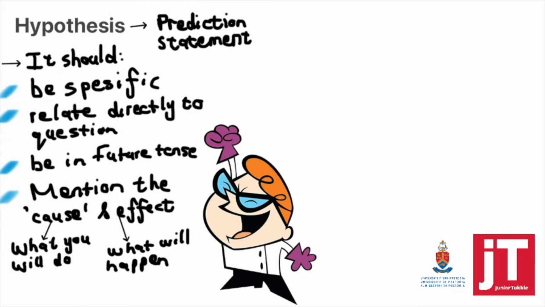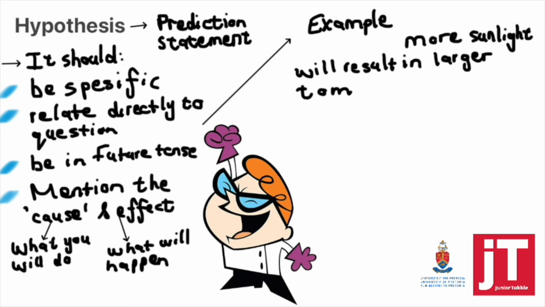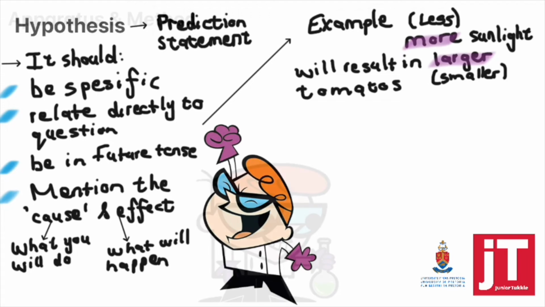So let's have a look at our example. So in this statement, we can then state more sunlight will result in larger tomatoes, or you can even state and say that less sunlight will mean that I have smaller tomatoes. So there's no right and wrong answer here, but it has to be linked to the experiment that's being done.